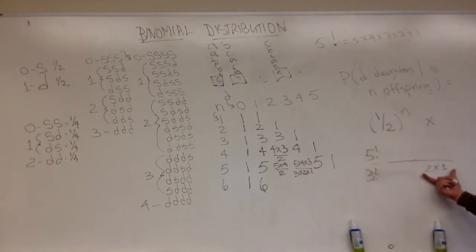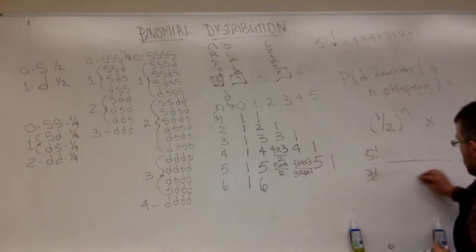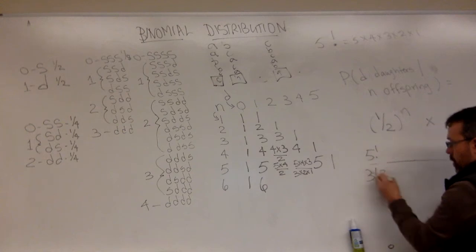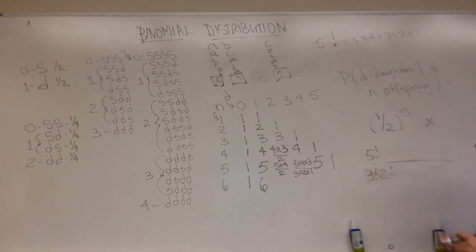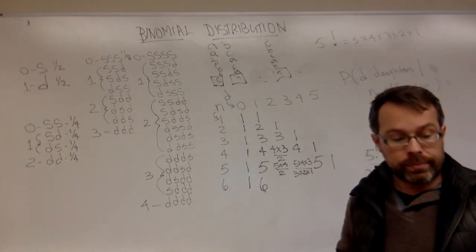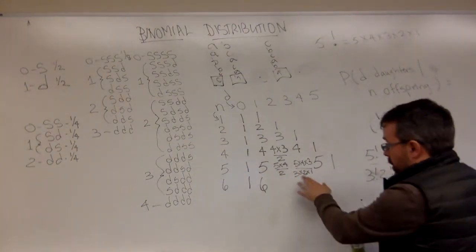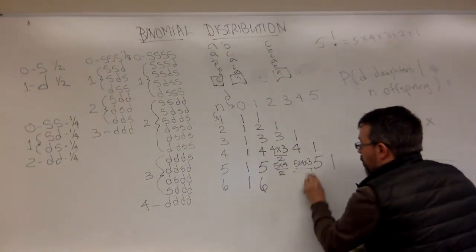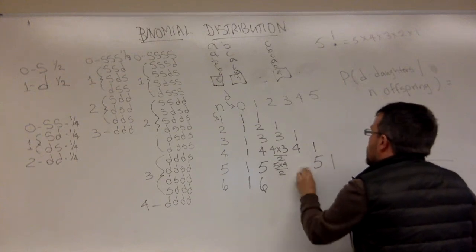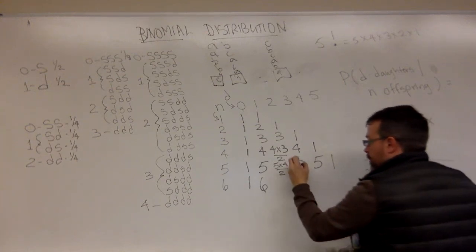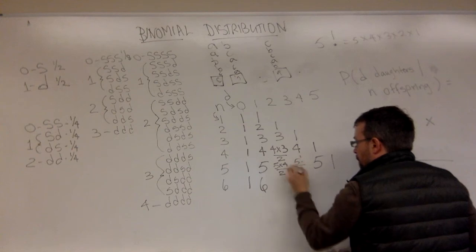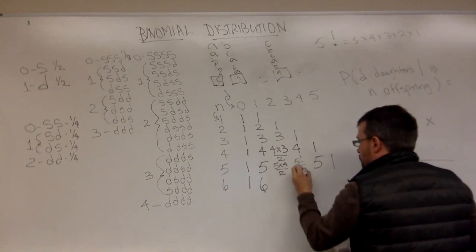And notice we can write 2 times 1. Well, that can also be written as a factorial. It's equal to 2 factorial. And so now we can start to rewrite this stuff. We just said that we can rewrite 5 times 4 times 3 as 5 factorial divided by 3 factorial times 2 factorial.